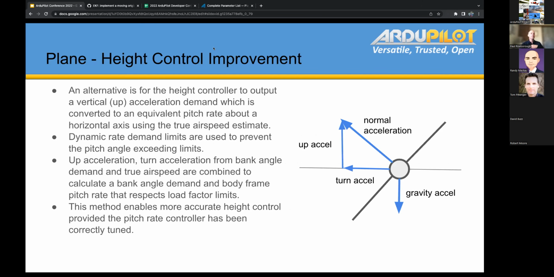And I'll show with this simple little diagram one of the reasons why this is the case. So here we have an aircraft in a coordinated turn. I'm going to ignore side slip, lateral G. So we have a normal acceleration, which we do need to limit, keep within certain bounds at times.